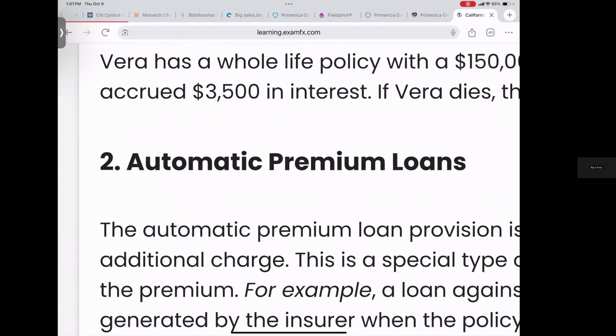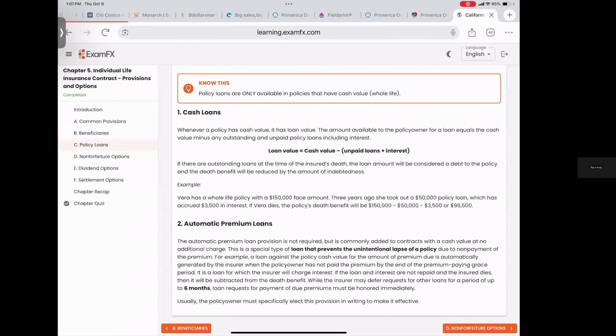There's the automatic premium loan. That's what we're talking about right now. It'll automatically do what? What is automatic premium loan? In case when? After the grace period. 60 days. Which is 60 days. Good, good, good. Let's go.